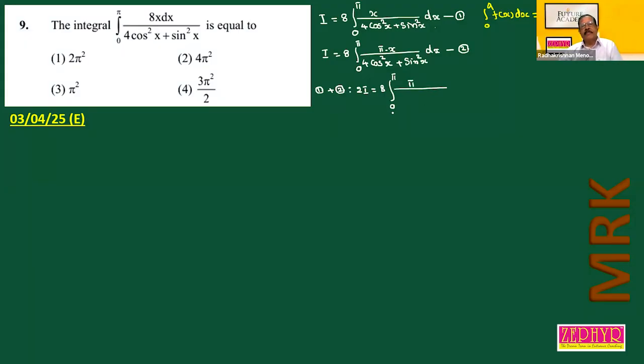Now the denominator is simplified here. Denominator: cos squared x is 1 minus sin squared x, so 4 into (1 minus sin squared x) plus sin squared x, dx. So it is equal to 8 pi, integral 0 to pi, dx divided by 4 minus 3 sin squared x.